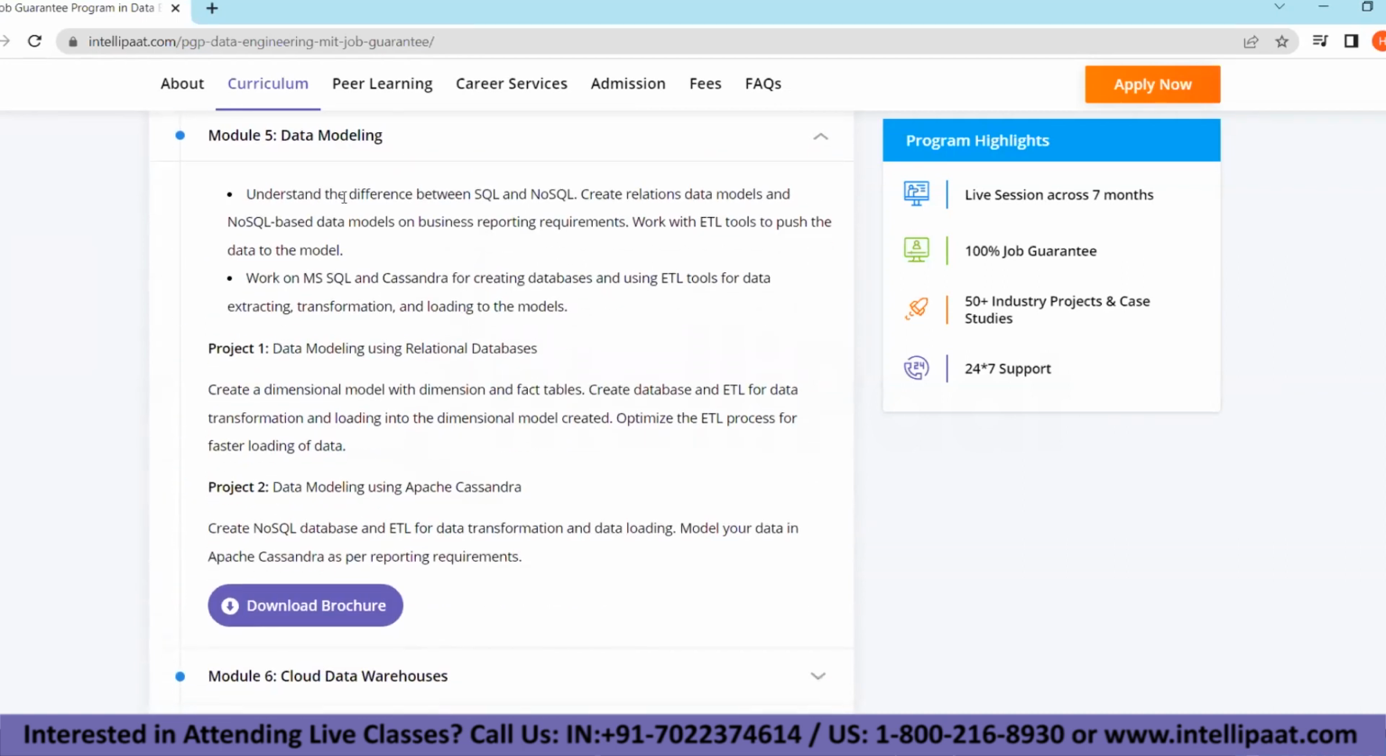Then there is data modeling, which is of course required for a data engineer to know. So here you understand the difference between SQL and NoSQL databases. You learn data modeling using relational databases and using Apache Cassandra.